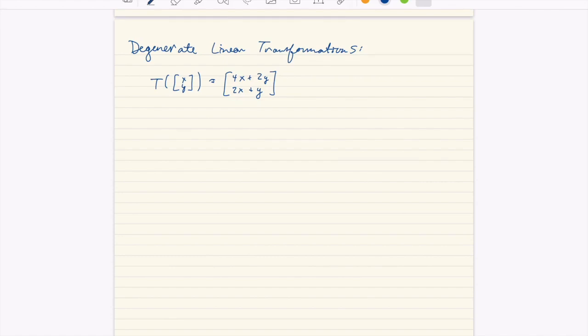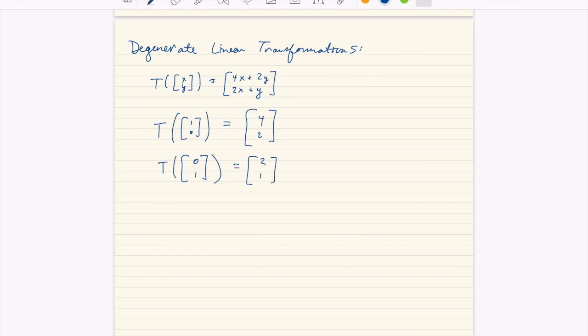And I want to think about what's going to happen to the unit vectors (1, 0) and (0, 1). So I just want to play around with this a little bit. Let's think about what's going to happen here. (1, 0) is going to be sent to the vector (4, 2), and (0, 1) is going to be sent to the vector (2, 1).